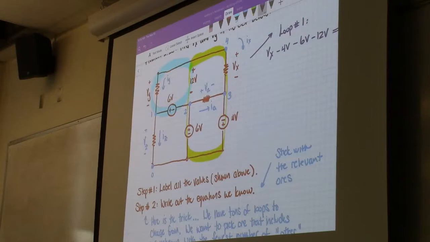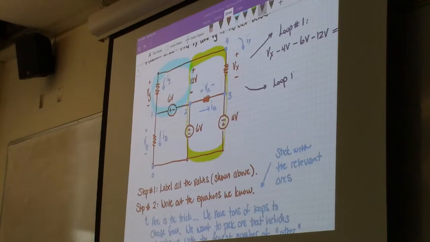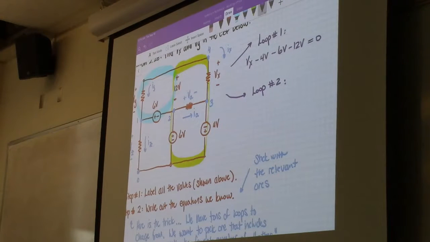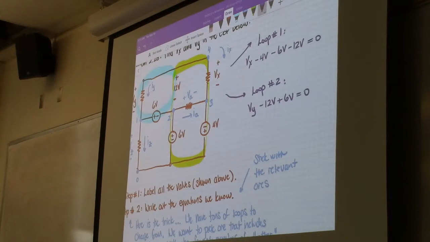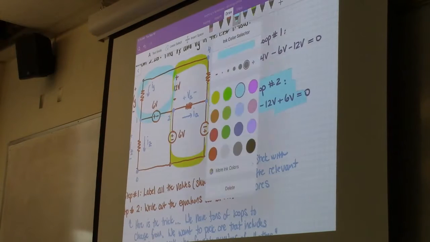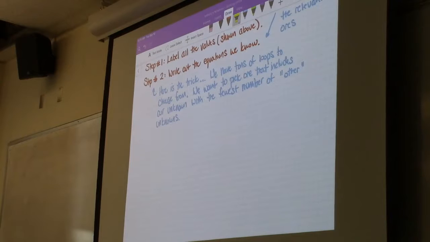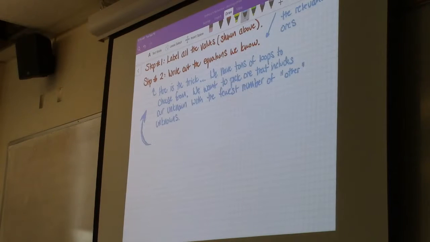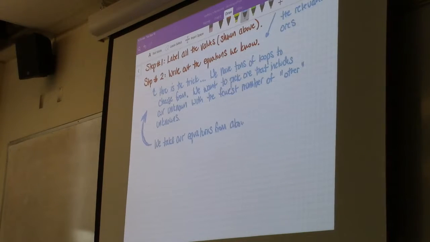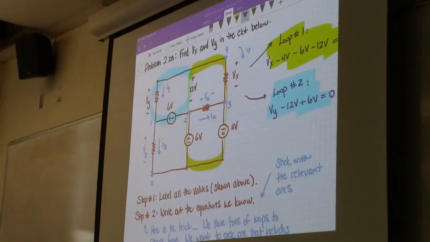All right, and so that loop is going to be Vy minus 12 volts plus 6 volts equals 0. So that's this loop, and that's this loop. All right, and that's it. So we'll take our equations from above. And there's really not too much to solve here. It's all almost done, right?